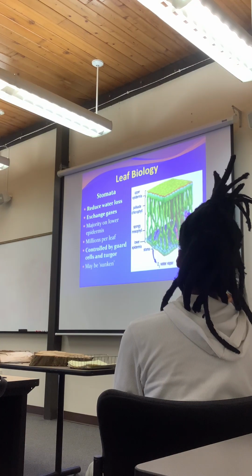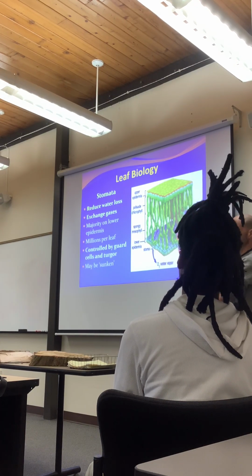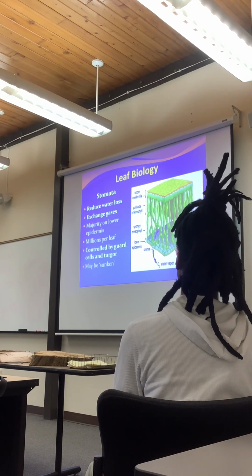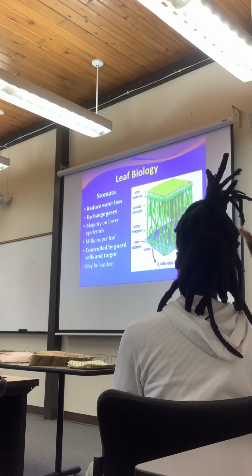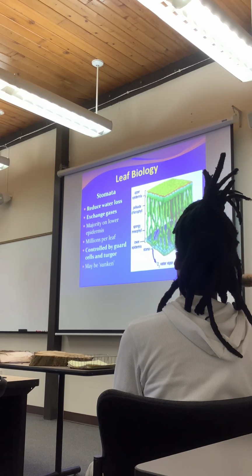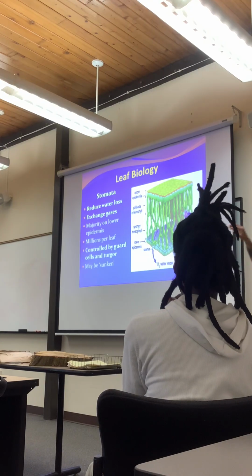A single leaf, of average size on a tree out there has millions of stomata. So lots and lots of these undergoing the same process at one time. And they don't all change. It's not like an on-off switch where every stoma on the leaf is either open or closed. It's a relative amount.